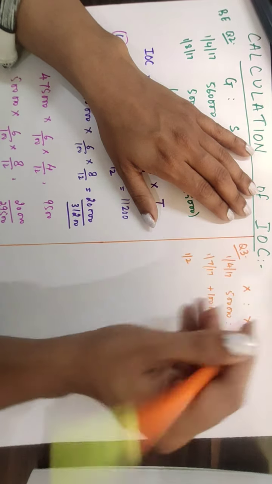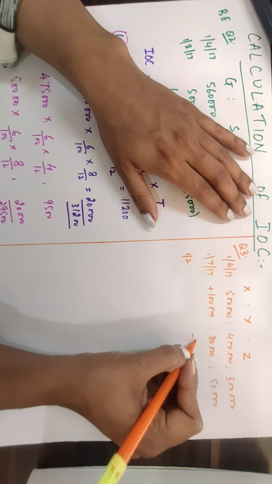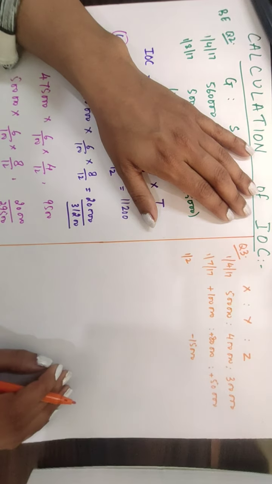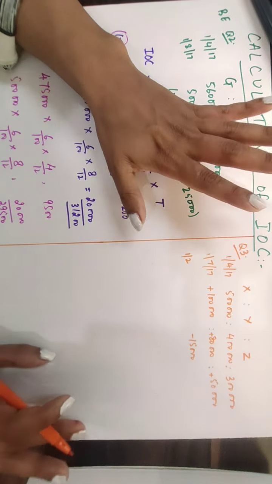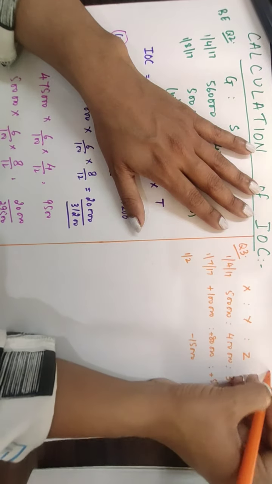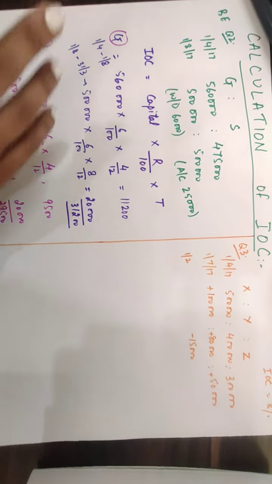Now on 1st February, Y withdrew 15,000 from his capital. That means Y is withdrawing 15,000 from his capital, nobody else. Right? Now it says IOC is to be calculated at the rate of 8%. So here IOC rate is 8% for this question.